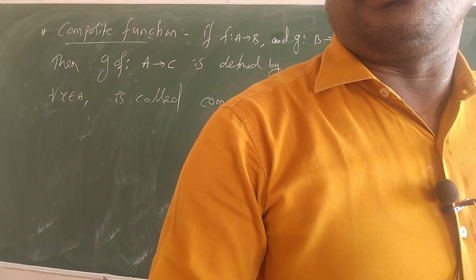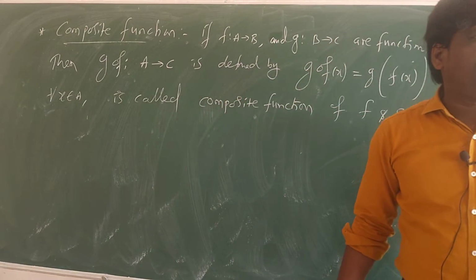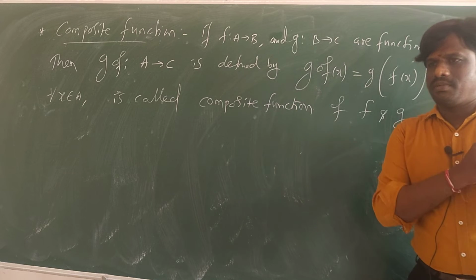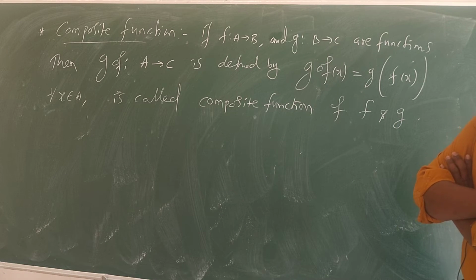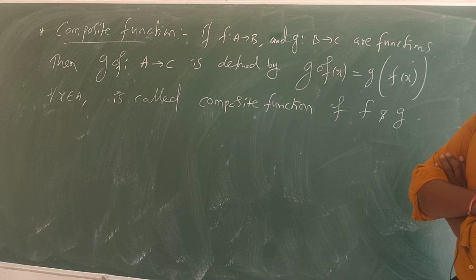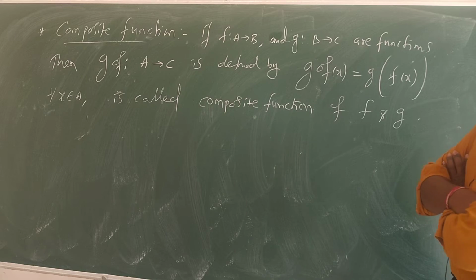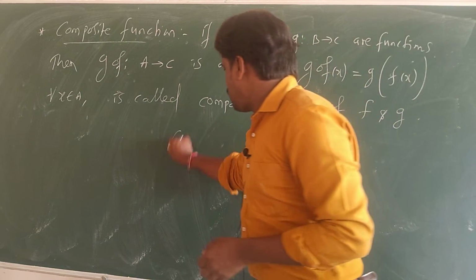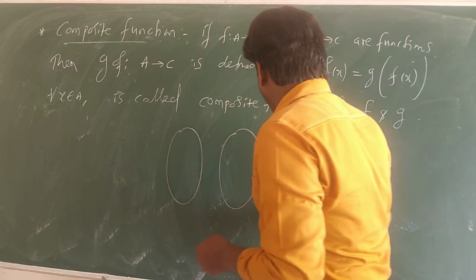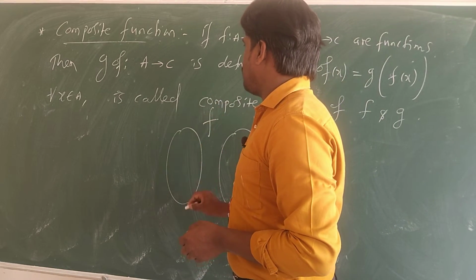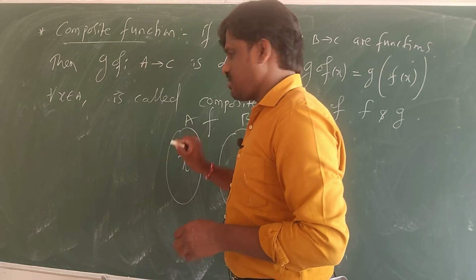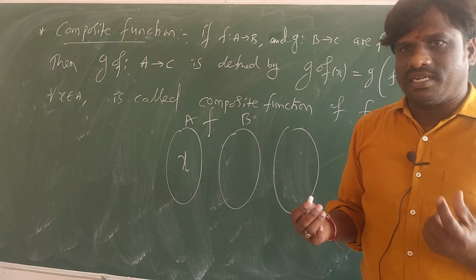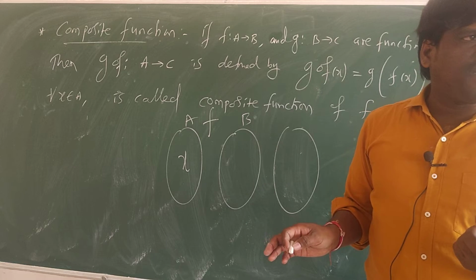So this topic here we are explaining only for a few KVPY cases. Only for that purpose I am explaining. Composite function: f: A tends to B, g: B tends to C are functions, then g circle f: A tending to C is defined by (g circle f)(x) is this one. For example, suppose you take f is the function from A to B. Let us take this is x. I take an element x.